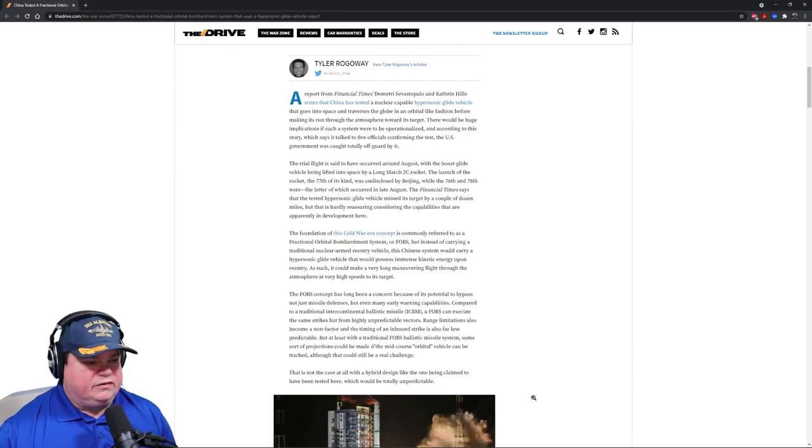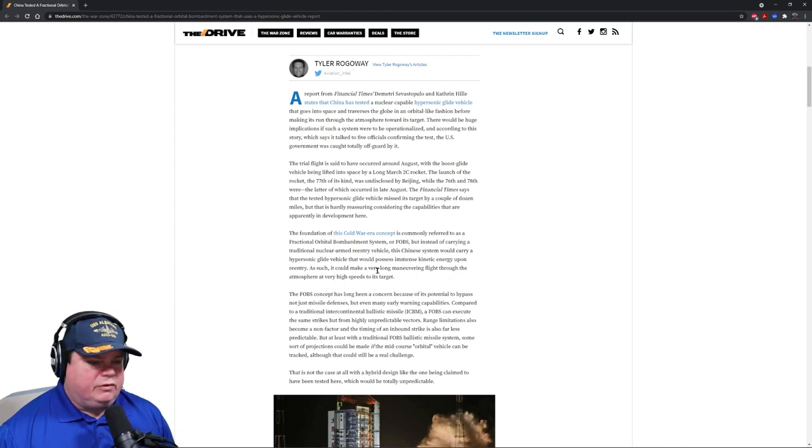The foundation of this Cold War era concept is commonly referred to as fractional orbital bombardment system, or FOBS. But instead of carrying traditional nuclear missile reentry vehicles, the Chinese system would carry a hypersonic glide vehicle that would possess immense kinetic energy upon reentry. As such, it would make a very long maneuvering flight through the atmosphere at a very high rate of speed to the target.